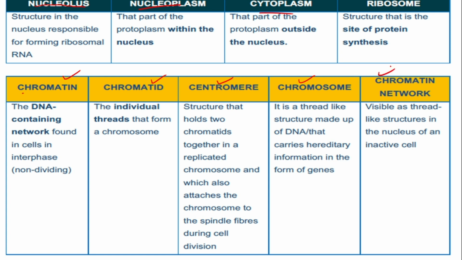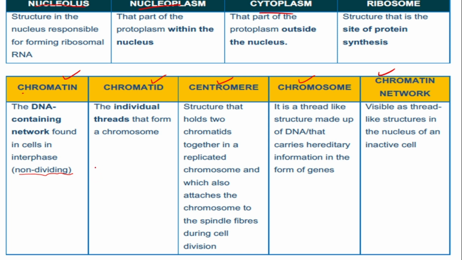Other terms include chromatin, chromatid, centromere, chromosome, and chromatin network. You must learn how to differentiate these words. For example, chromatin is the DNA-containing network found in cells in interphase, basically the non-dividing phase of the cell when the cell is growing. Yeah? Good. It is the unorganized DNA.